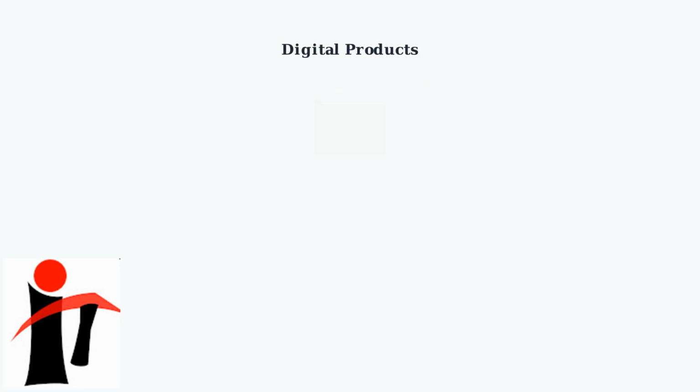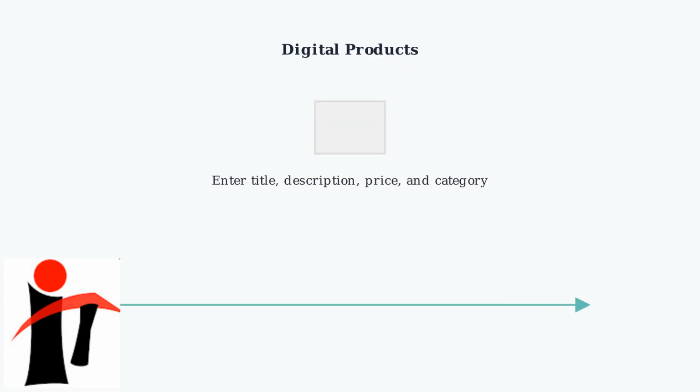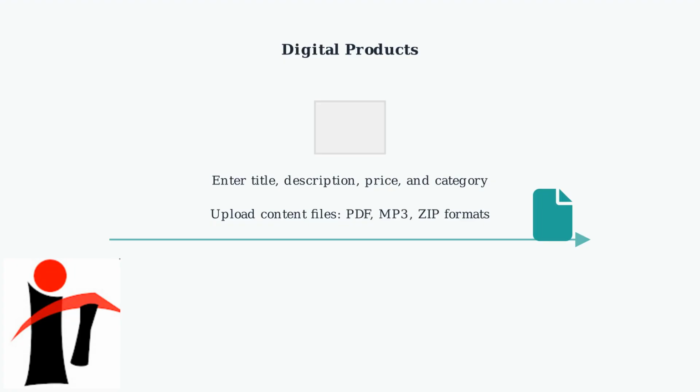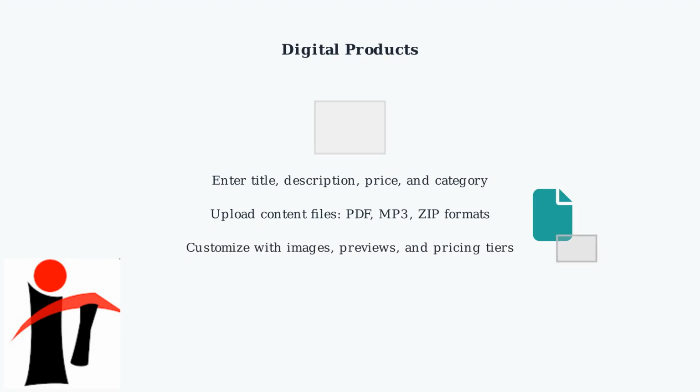For digital products, start by entering the title, description, price, and selecting a category like ebooks or courses. Next, upload your content files, supporting formats such as PDF for documents, MP3 for audio, and zip for bundles. Customize your product by adding images, previews, and setting up pricing tiers for different access levels.